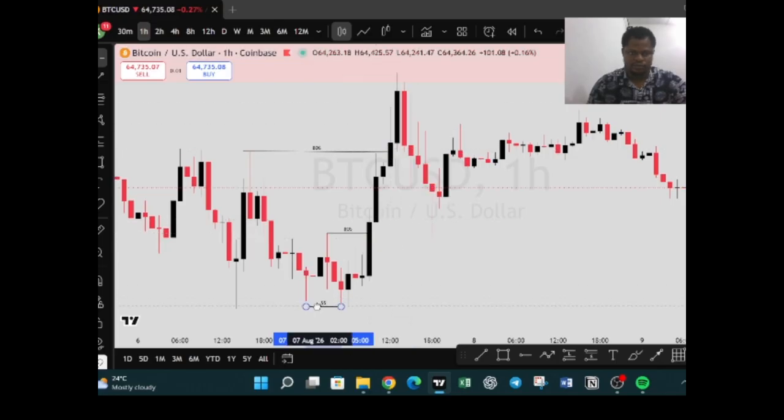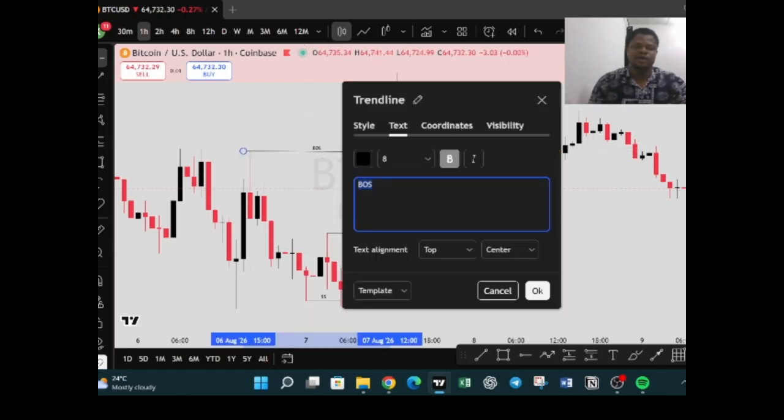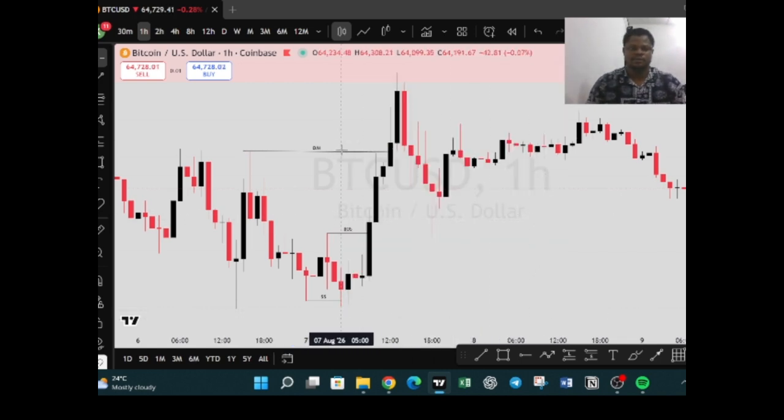BOS. So if this is our BOS, it means that this point where we marked our BOS on the 4 hour time frame is now an old high. We have taken out old highs in the market. OH, I'll just put OH. Let me save this as a template.